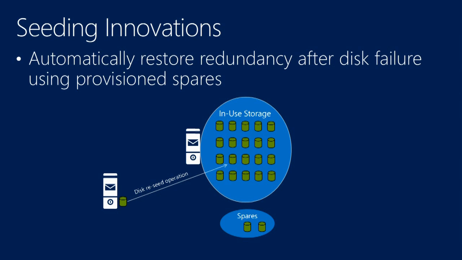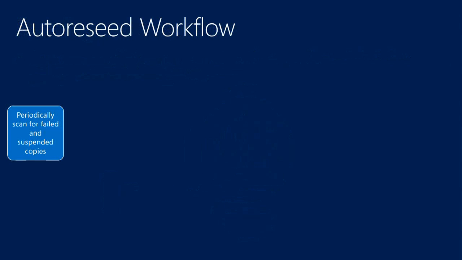Sure, the administrator has to set up the spares ahead of time, but once that's done, the system takes it from there. It's all completely automatic. And then at that point, the administrator would go and pull the dead disk and possibly replace it with another spare, but that is a very quick type of operation that just takes a couple minutes, and it's not very expensive at all. All right, so let's dig a little deeper into what auto reseed will actually do.